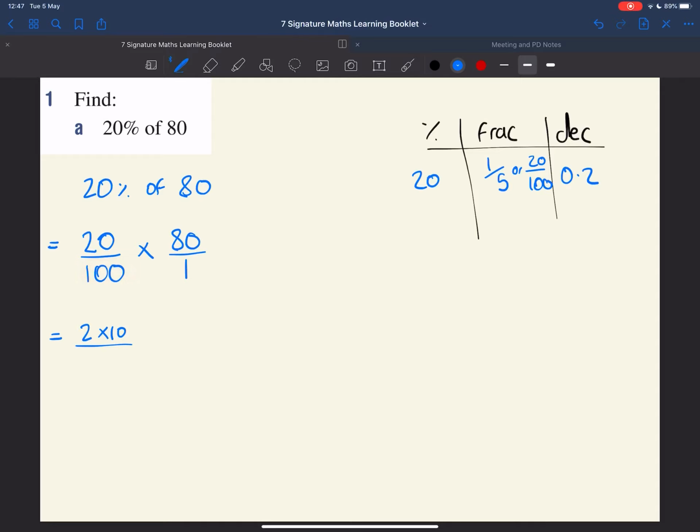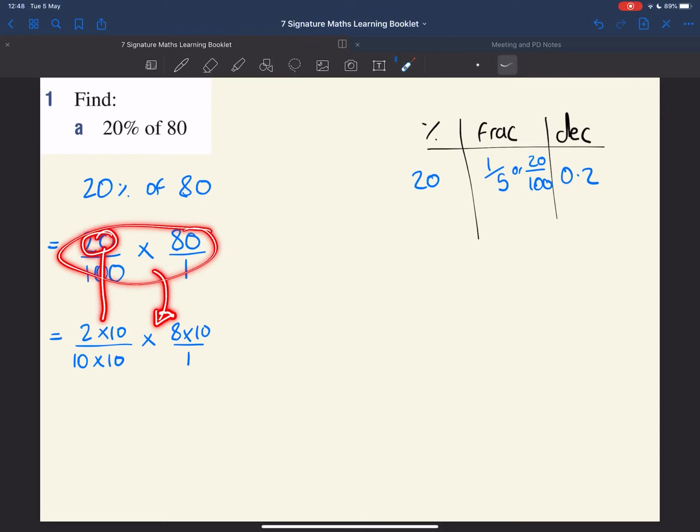Now 100 can be broken down into 10 times 10. Now we put the times symbol exactly where it's supposed to be. So times, and then we've got the 80. Well, that's 8 times 10 over 1. So again, we've gone from here to here simply by breaking down each of these numbers into their factors. 20 is the same as 2 times 10. 100 is the same thing as 10 times 10. And 80 is the same thing as 8 times 10. We've just broken it down.